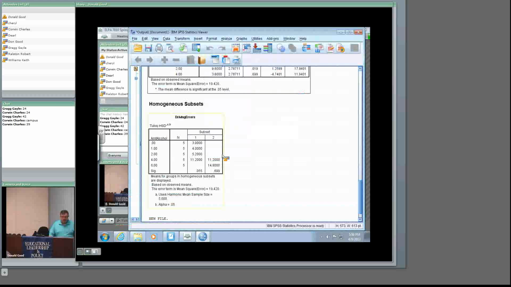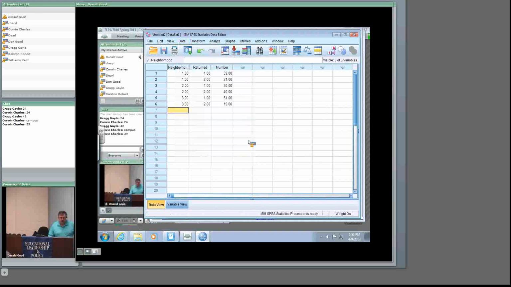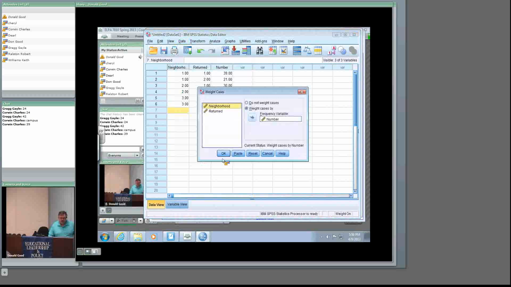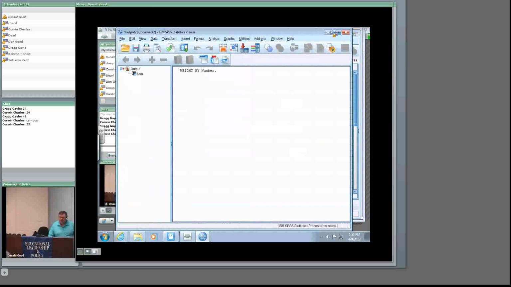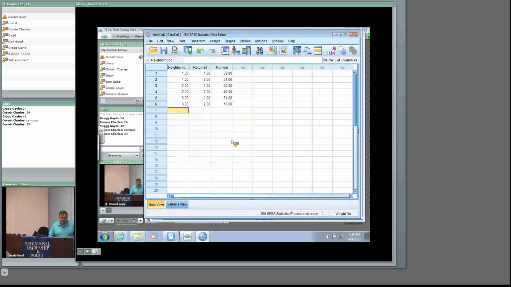It's an old output I don't want. Make sure we still have that. I do. Okay, I don't want that output window. Again, every time you do something, it gives you an output when it says you did something. I'm going to go to, as you would guess, Analyze.